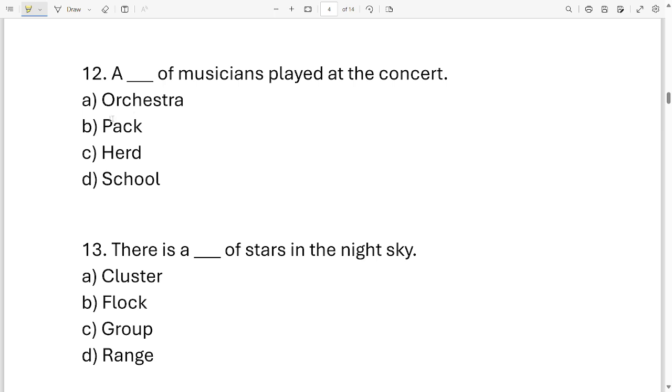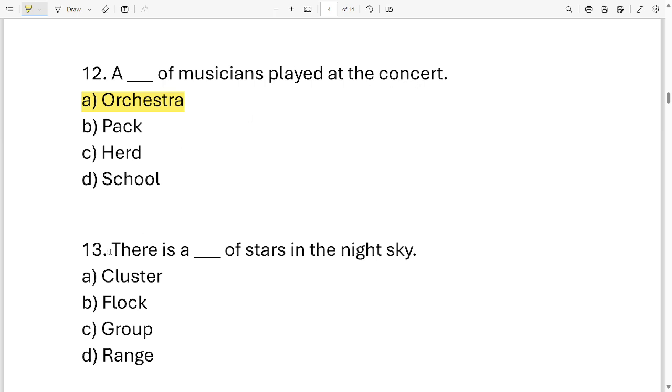Your options are orchestra, pack, herd, school. Which one of these is the correct option? Is it A? Is it B? Is it C or is it D? And the correct option is option A. An orchestra of musicians played at the concert.